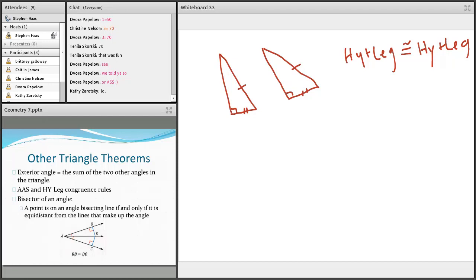If DB is equal to DC, that also means that ray AD bisects angle BAC, which means that the two angles that are equal to each other are angle BAD is congruent to angle DAC.